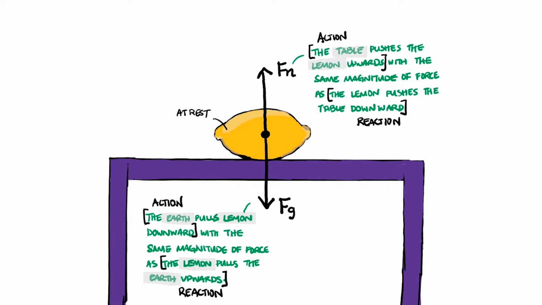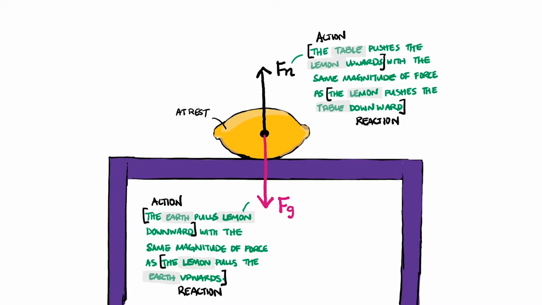So, if we were to diagram the gravitational force, when the earth pulls the lemon downwards, we would draw this downward force on the lemon because it's the lemon that experiences the pull. And when the lemon pulls the earth upwards, we would diagram this upward force on the earth because this time it's the earth that experiences the pull.